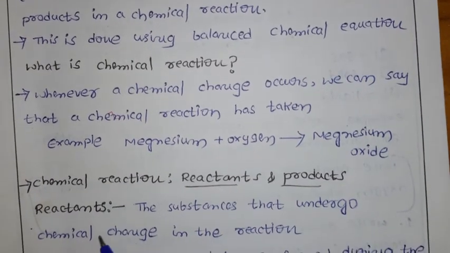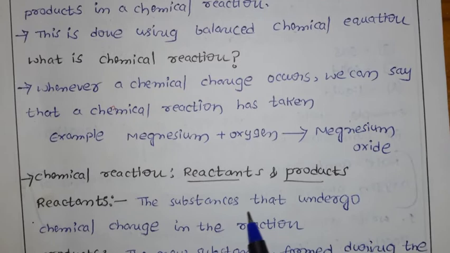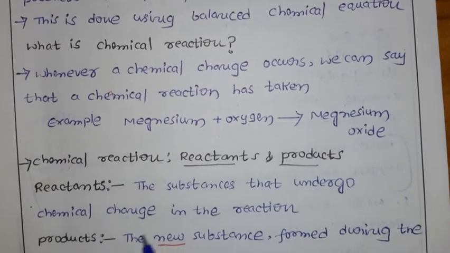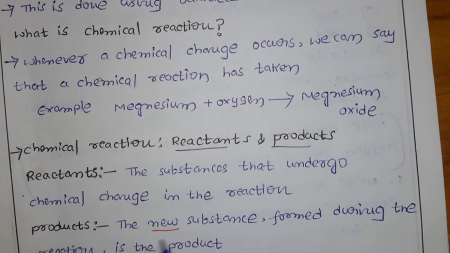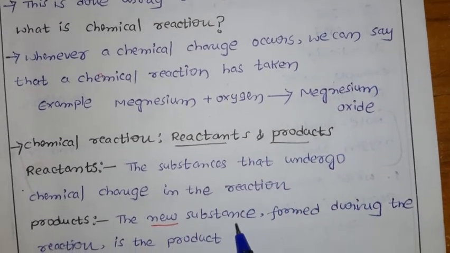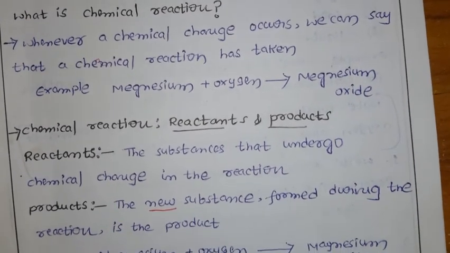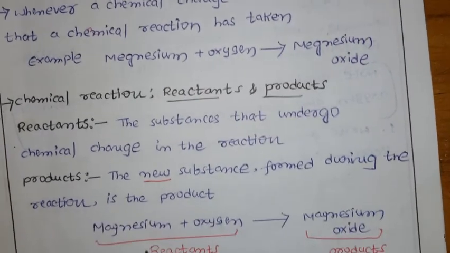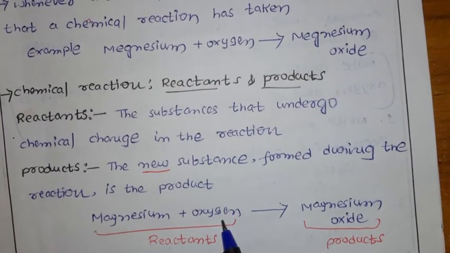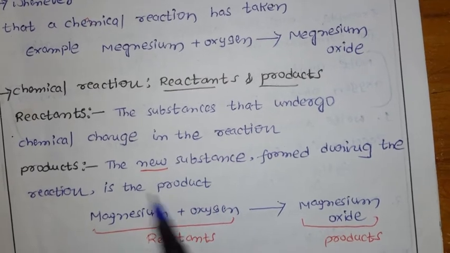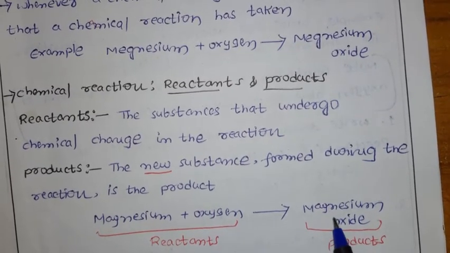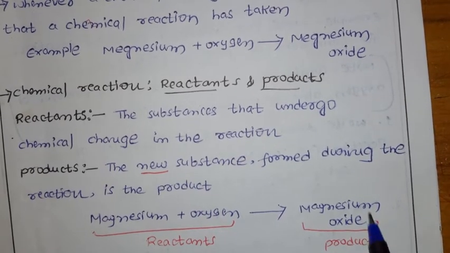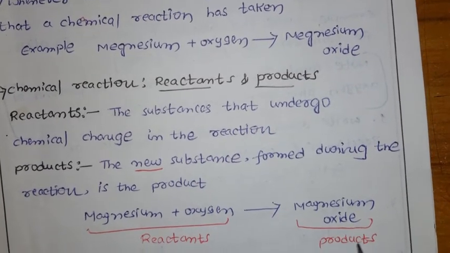Now let us discuss the meaning of reactants. Reactants are the substances that undergo chemical change in the reaction. What is the product? The new substance formed during the reaction is the product. Now here, magnesium and oxygen are undergoing chemical reaction, so these are the reactants. After the reaction, this is magnesium oxide, a new substance formed, so this is called the product.